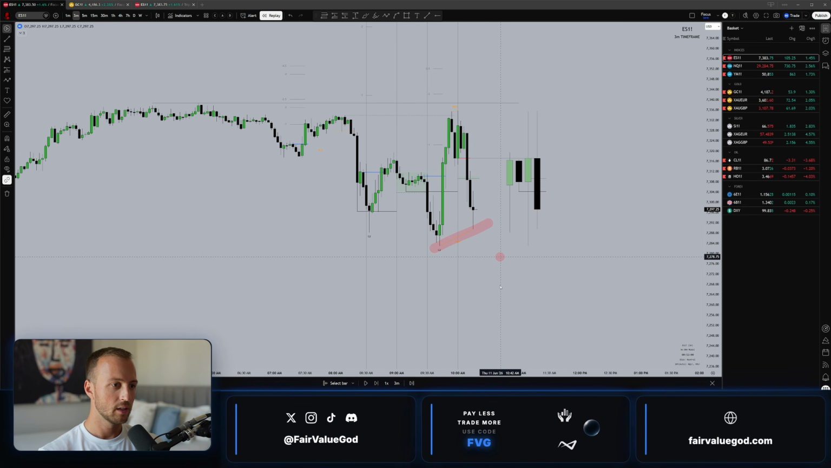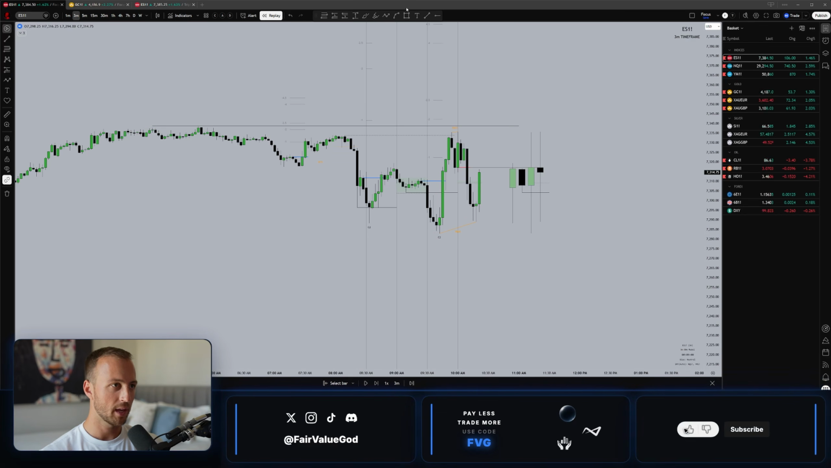Price comes down, leaves some lows. What do we do? We come back up. Okay, we come back up into what? Come back up into this fair value gap. There's also this opening price right here that we're hitting. This order block here is being hit.